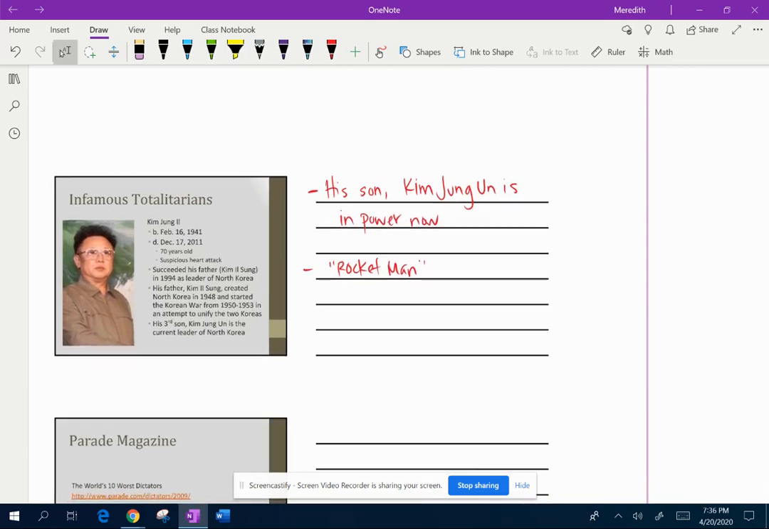Another infamous, or famous for a bad reason, dictator is Kim Jong-il. Kim Jong-il is also dead. He died in 2011. He had a very suspicious heart attack, which is really interesting because his third son who came to power, Kim Jong-un, who is the current leader, also actually had his older brother assassinated within the last year or two. So, question there.